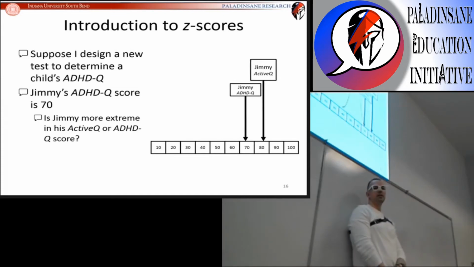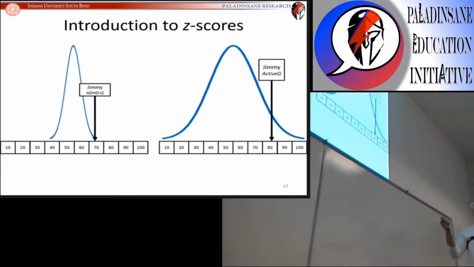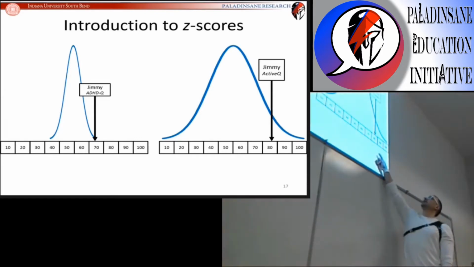Because if that is the distribution for ADHD Q, and I'll put the two side by side, so here we have the population distribution for ADHD Q. Here we have the population distribution for active Q. In both cases, Jimmy is above average. But notice for ADHD Q, Jimmy has one of the most extreme cases in the entire population for attention deficit. He is literally at the top of the extreme scores on attention deficit. He's high in activity Q, but nowhere near the top.